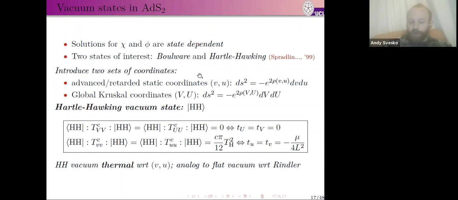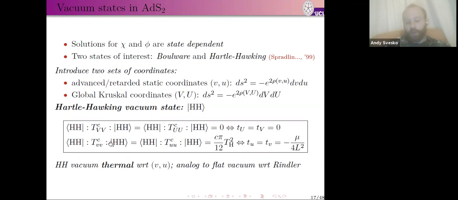So when we're working with eternal black holes, there are generally two states of interest, the Boulware vacuum and the Hartle-Hawking vacuum. And in particular, to describe both of them, you introduce two sets of coordinates: the advanced and retarded static coordinates, little v and u, where the metric takes the following form, or global Kruskal coordinates, capital V and U, where the metric takes this form. The rows are different.